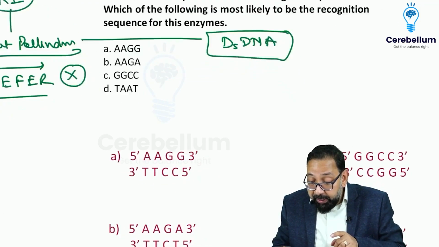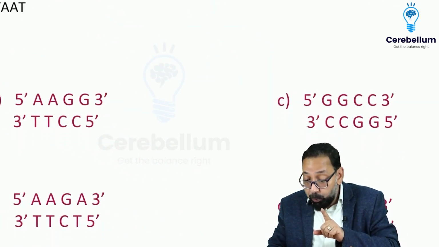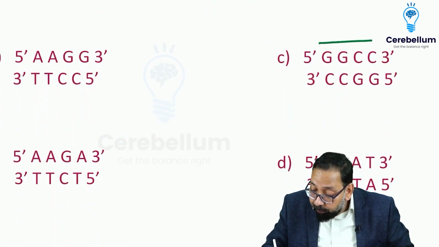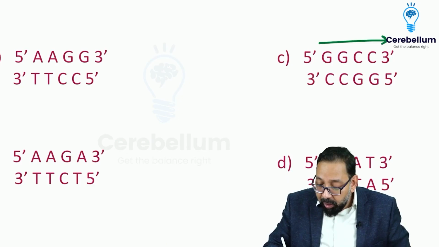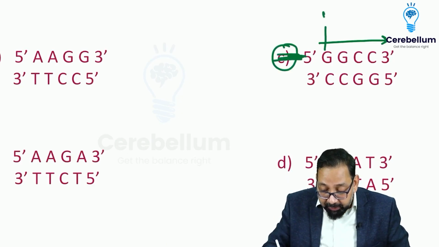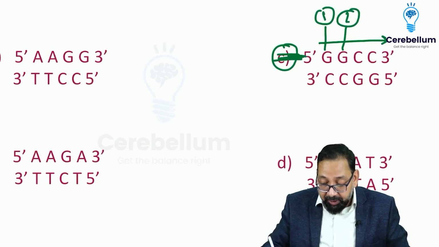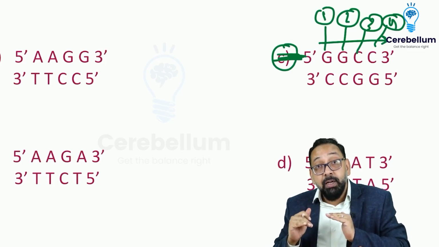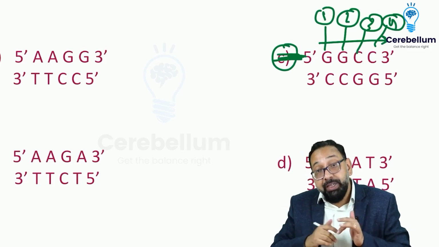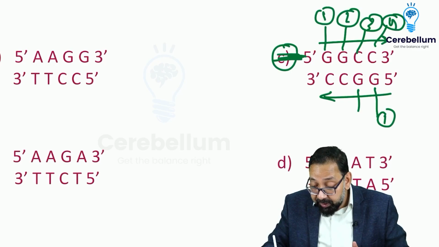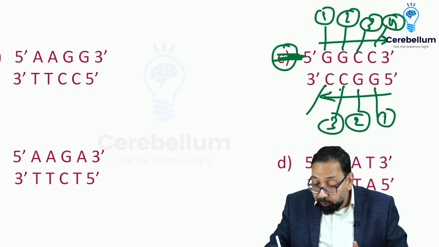In double-stranded DNA, I take example of palindrome. Suppose this is double-stranded DNA. In this, if I read from 5 to 3 direction on the upper strand, first nucleotide is G, second nucleotide is G, third is C, fourth is C. In lower strand, if I read in 5 to 3 direction, again I will find the same sequence. First is G, second is G, third is C, fourth is C.